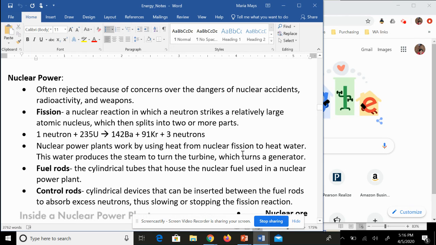All right, I want to finish nuclear power, but I'm going to do that in a separate video so we can keep it separate from our fossil fuels, because nuclear power is its own kind of unique category.